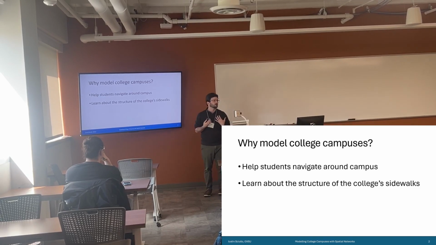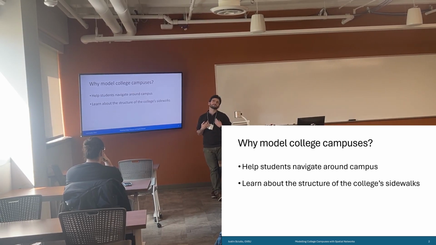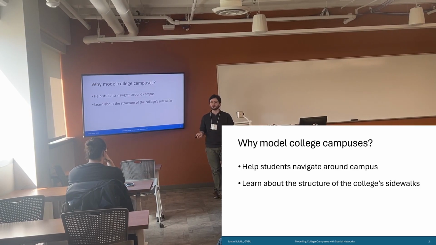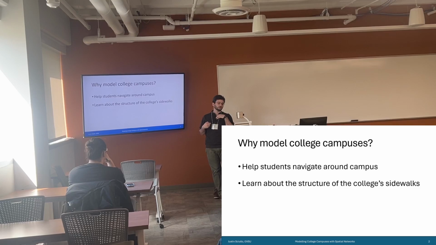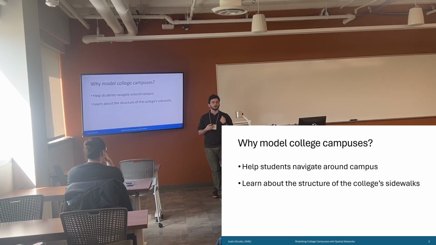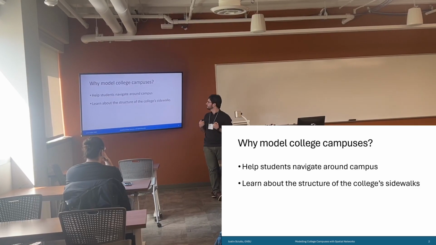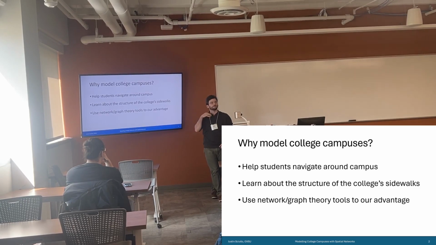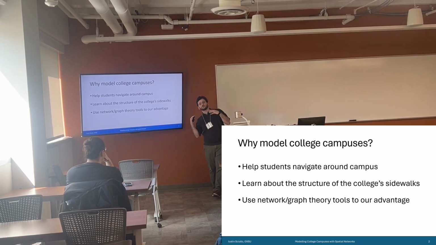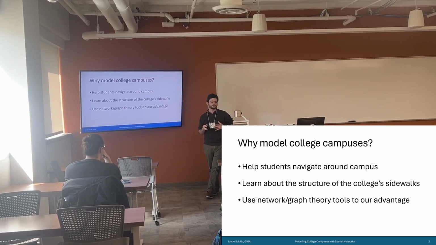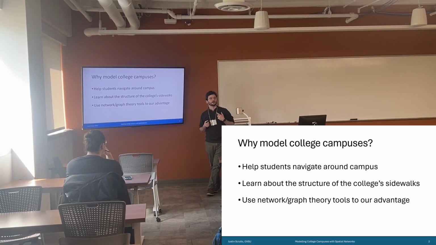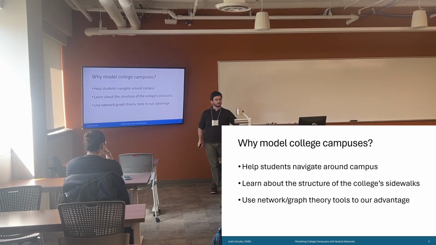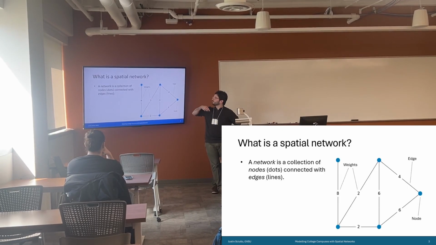Colleges are a very walkable location, right? You walk around, you don't often drive. So I think looking at the sidewalks is going to tell you a lot about the structure of that campus. We also want to use network theory and graph theory to our advantage. We can write the sidewalks in the language of networks and graphs, and use a lot of tools that other smart people have developed for us, which can tell us a lot of information. So what is a spatial network?